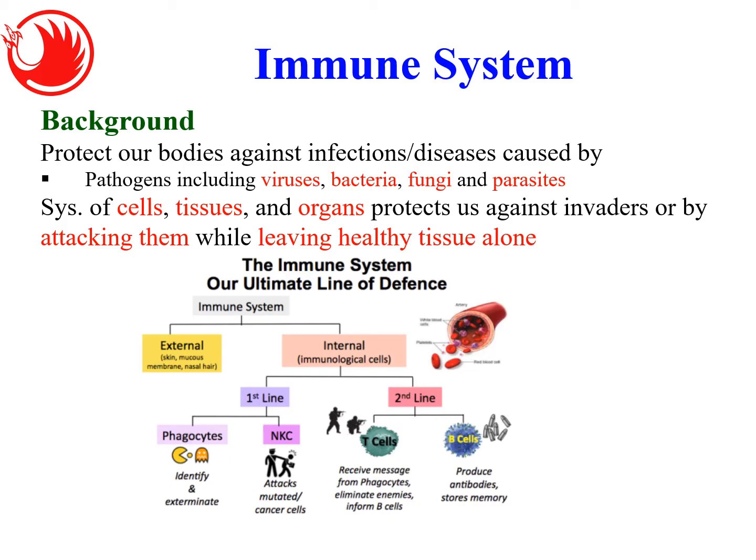I have a slide to talk about the mechanism later on. Second line is the T cell. It receives messages from the phagocyte, which is first line, to tell us what form of invader or pathogen it is. Then the T cell can eliminate the enemy directly, or they inform the B cell. B cell will produce antibodies, the bullets, to fight. Okay, I will talk about this in detail later.